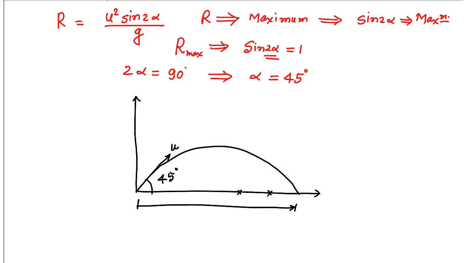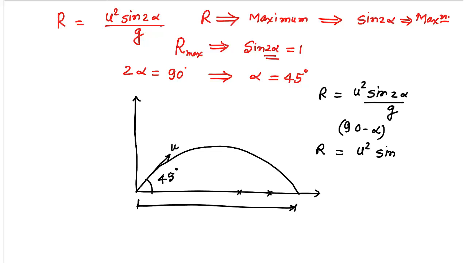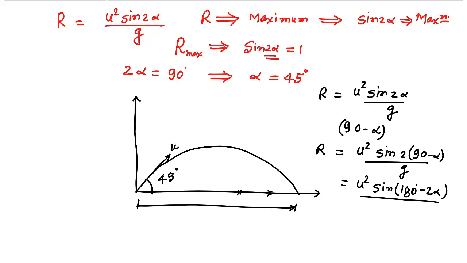Another important point about the range. So what is the expression for range? Range is u square sine 2 alpha divided by g. Now in this expression, if I plug 90 minus alpha in place of alpha, what will be the range? Range is equal to u square sine 2 times 90 minus alpha divided by g. So this is nothing but u square sine 180 degree minus 2 alpha divided by g.